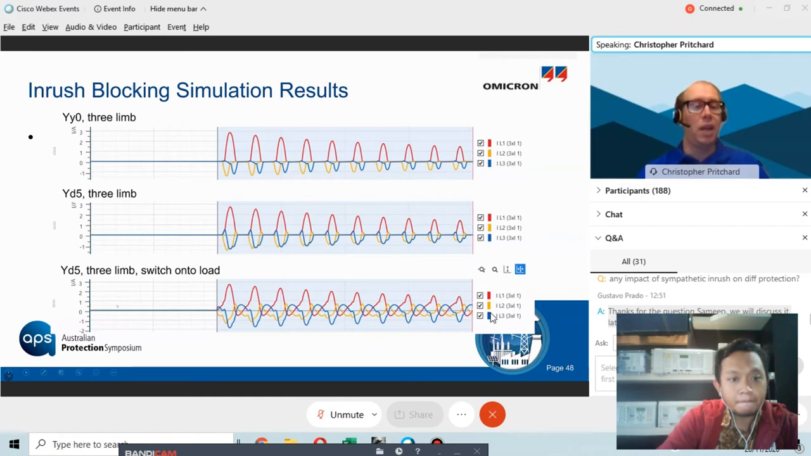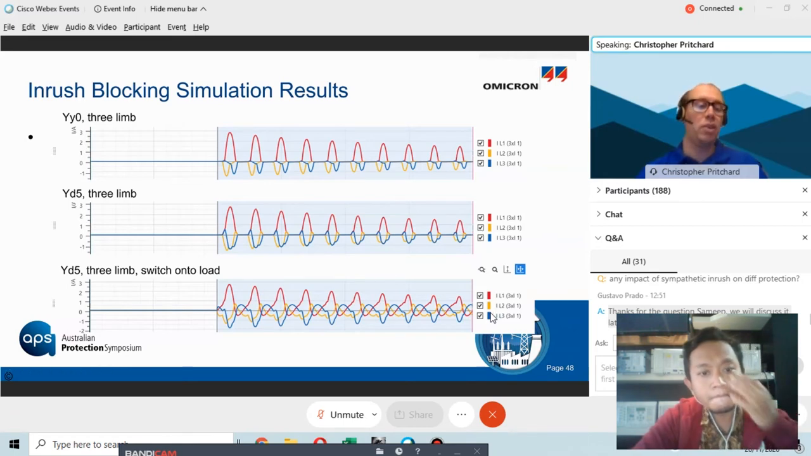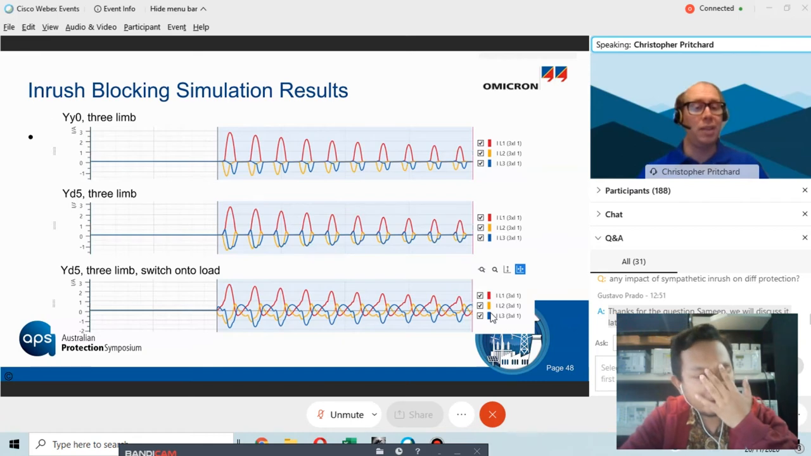And if we're now looking into more medium voltage networks, distribution networks, it is also sometimes not uncommon that the transformer is energized while the load is switched on.